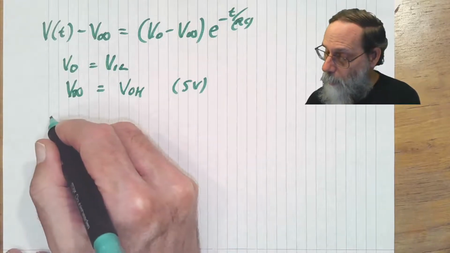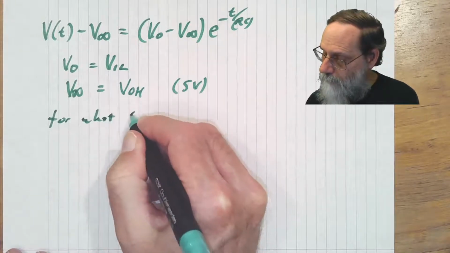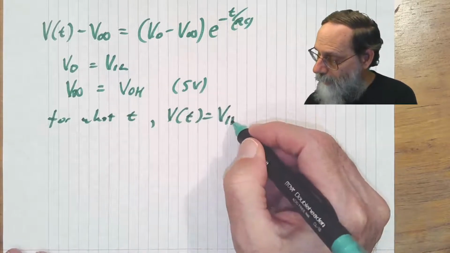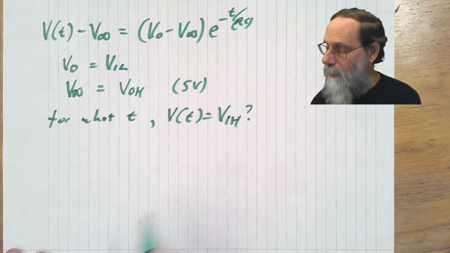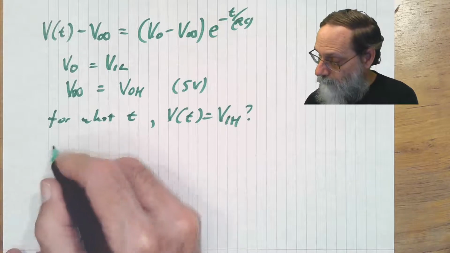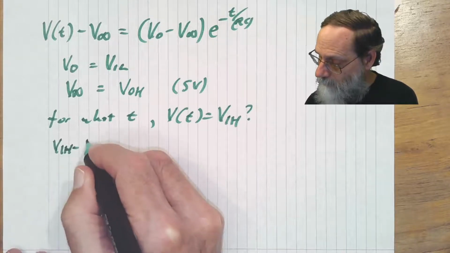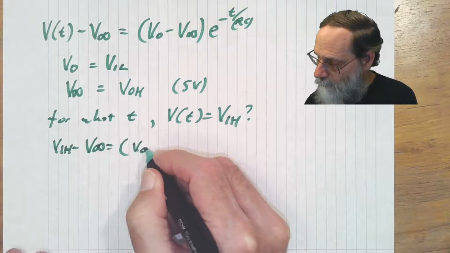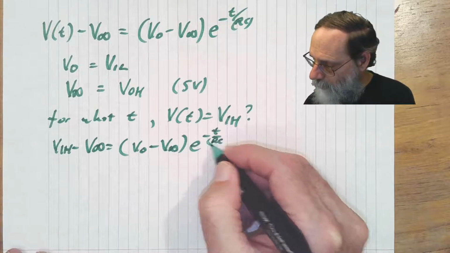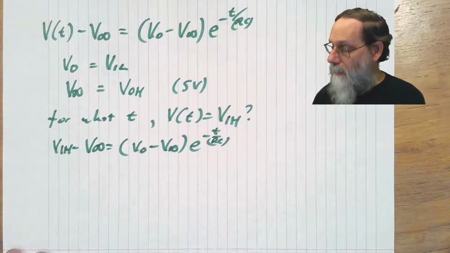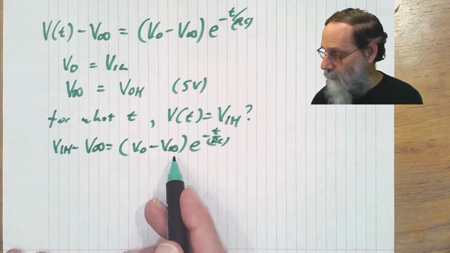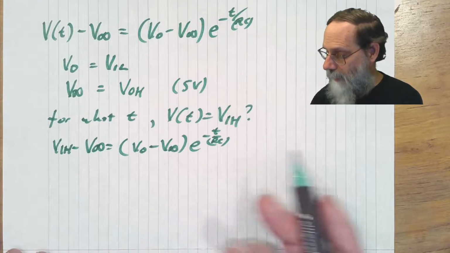So what we want to know is for what t is V of t equal to the other threshold, VIH. And to do that, we can just plug in here and rewrite. So we have VIH minus V infinity equals V0 minus V infinity times e to the minus t over RC. All right. And we were interested in what t is, so we just need to do a little bit of algebra here, divide both sides by V0 minus V infinity, take logs, and so forth.